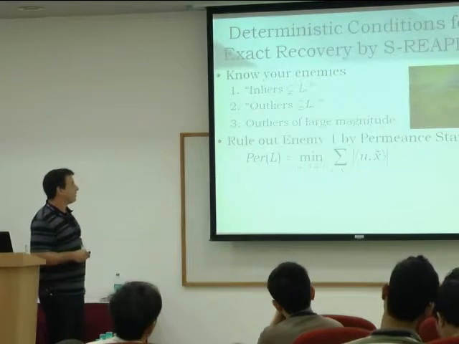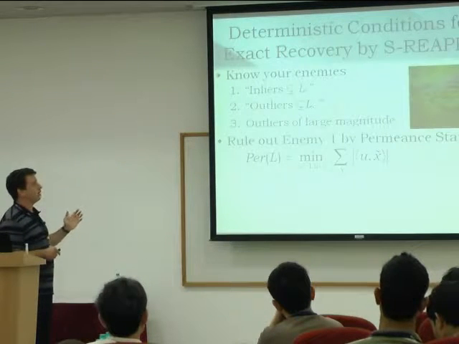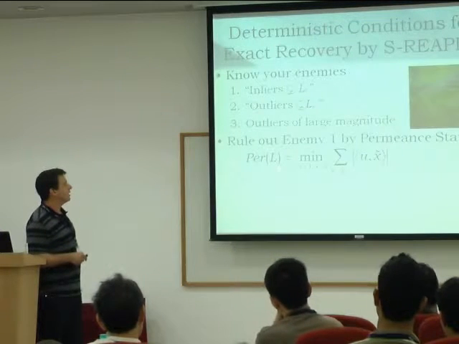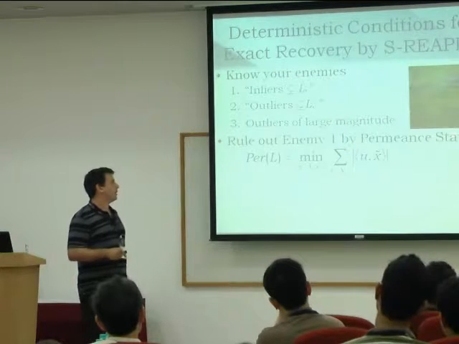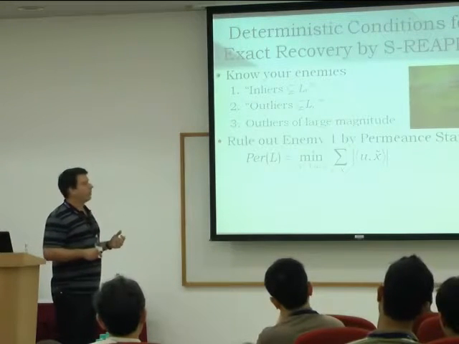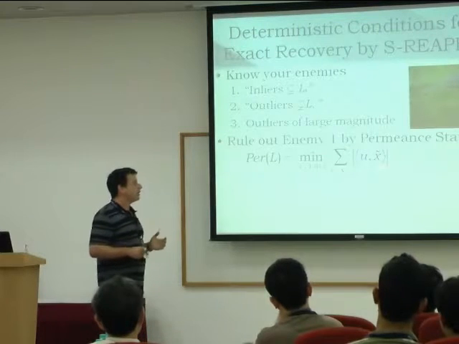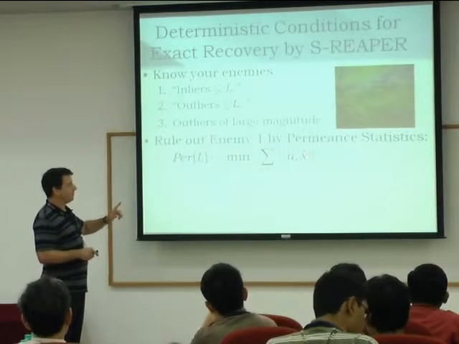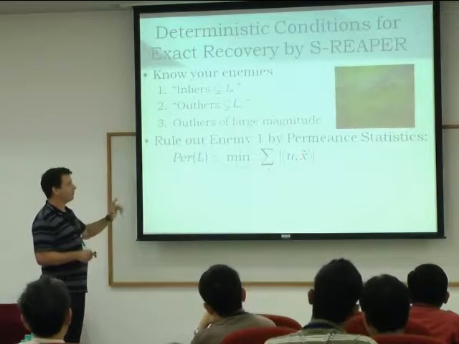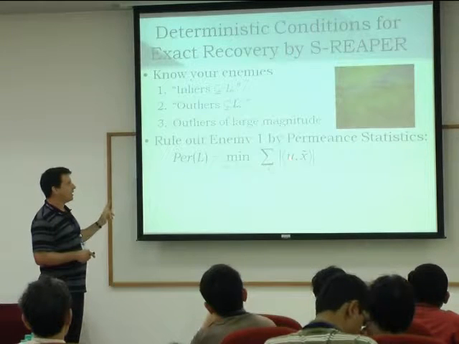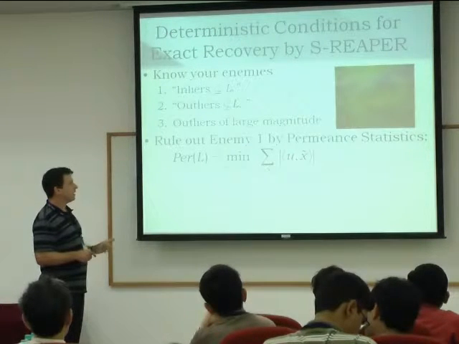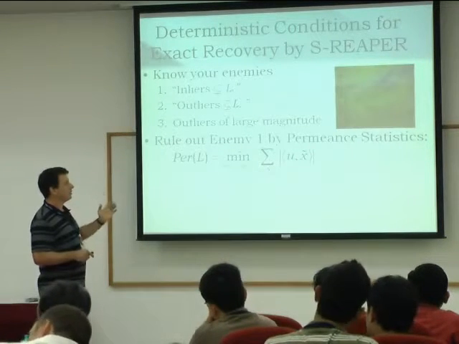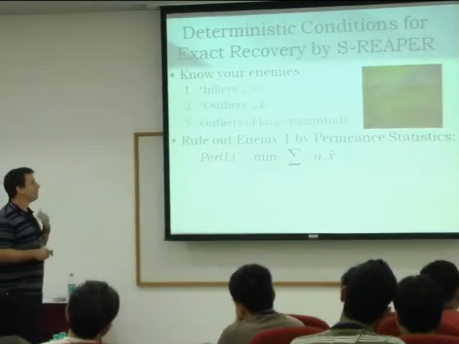So how do we deal with enemy 1, where the inliers are strictly contained in a subspace of L star? We do it by working with permeance statistics. What is the permeance statistics? You look at the sum of all the dot products of x tilde, the normalization to the sphere, so all the points normalized to the sphere, with a direction vector u. I want to find the direction vector which minimizes these dot products, so minimizes the cosines of the angles.